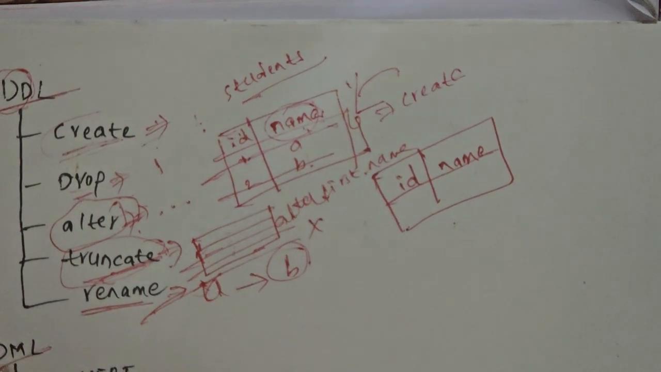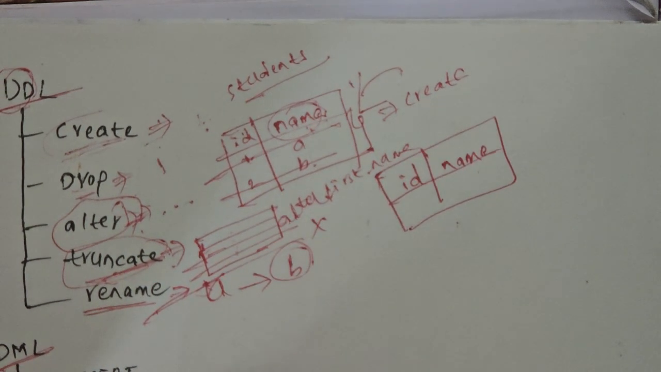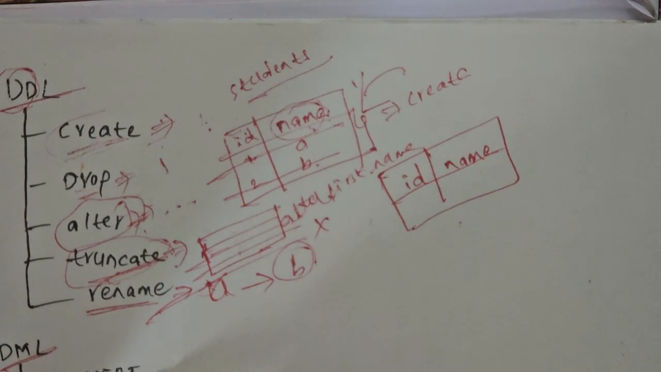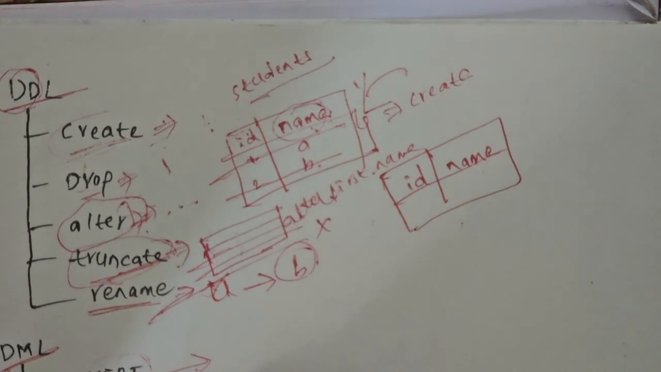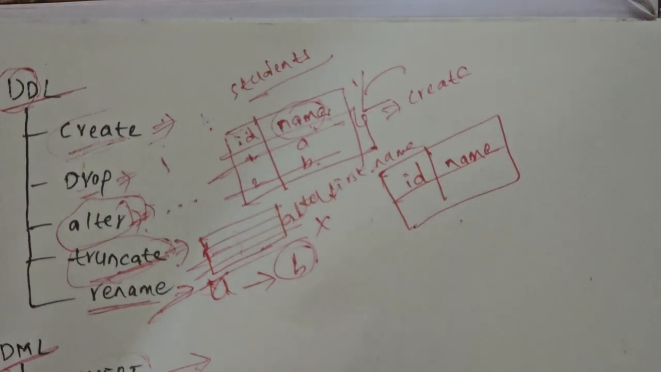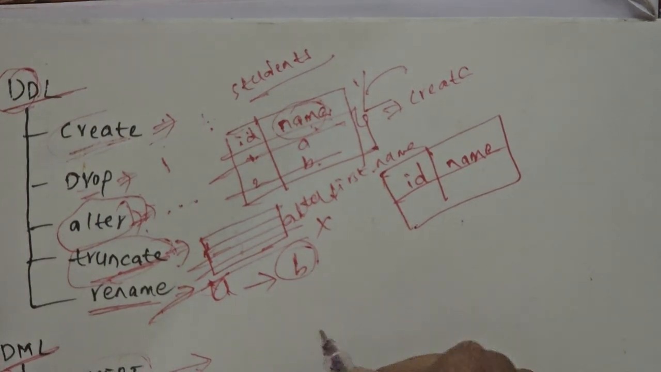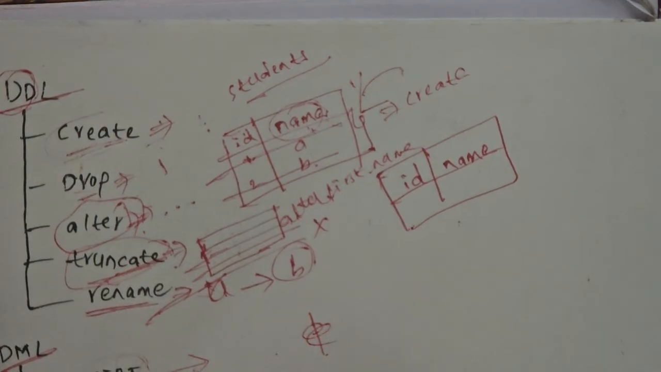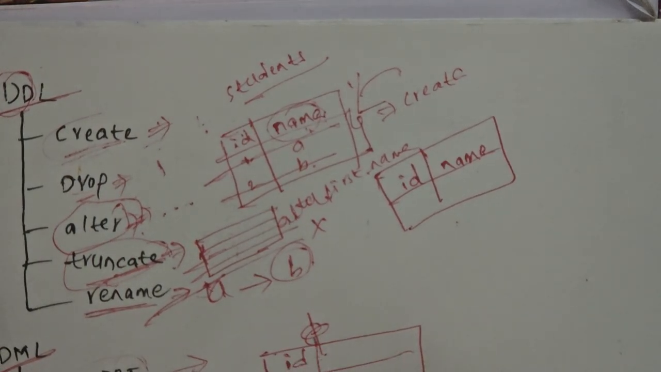Then in the DML commands we are having insert, update and delete. I do not want to explain it much. As the name suggests, we can easily understand, right? Insert means to add the records, update means to modify the existing records. To modify an existing record, let me tell you this also with some example. Let's take the same table, students table.